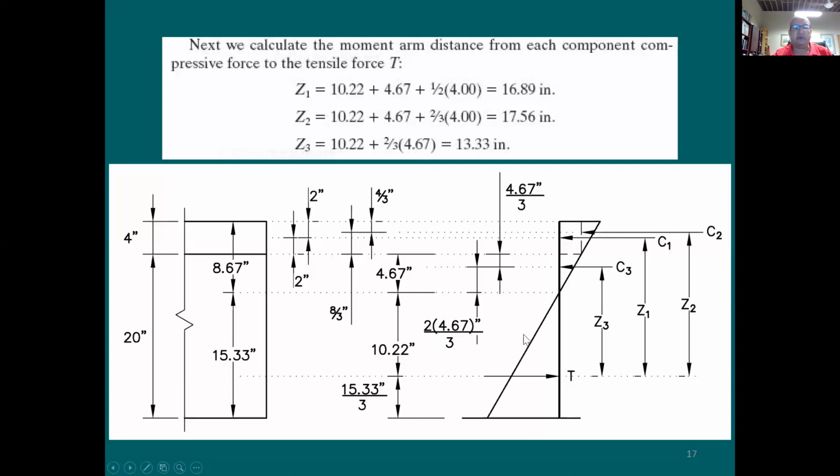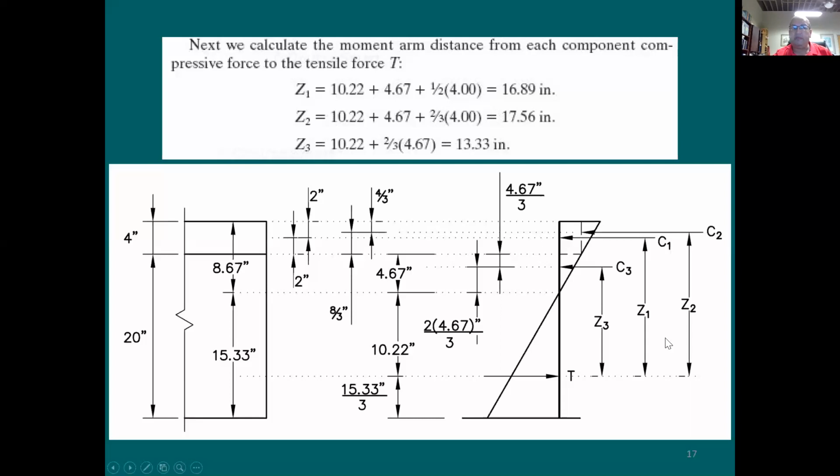Now the question is, how would you find out Z1, for example? Z1, you say, is going to be equal to this distance from here to there, and then you add the distance from here to that point. So you say 10.22 plus 4.67 plus 2 inches is written right there.